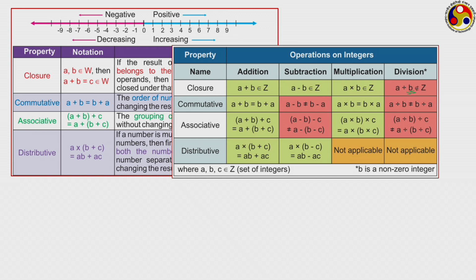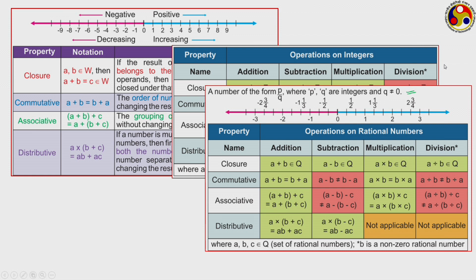Commutative is not true for subtraction and division, but true for addition and multiplication, because a minus b and b minus a have different meanings. Similarly, a by b and b by a are not equal to each other. Associativeness is also not valid for subtraction and division for the same reason, and the distributive property is valid for addition and subtraction. Of course, it is not applicable for multiplication and division.